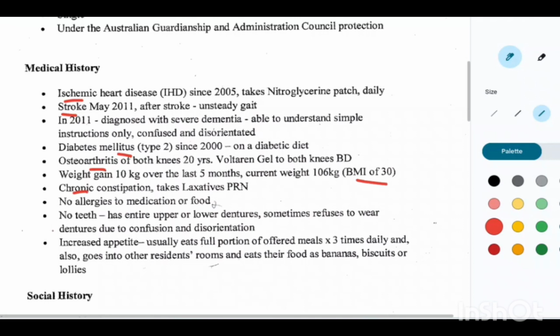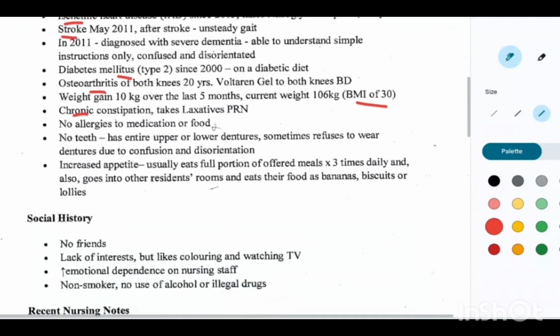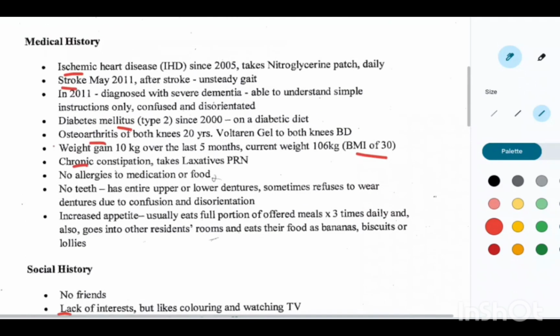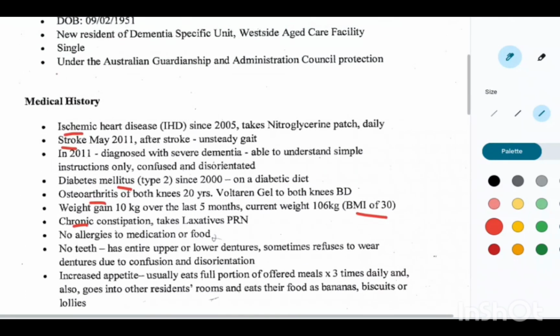Yeah, so then when it comes to the social history, you can talk about lack of interest. Okay, and again, under the Australian Guardianship and Administration Council Protection Program. Okay, so about her daily living things, like the dentures and all those things you can mention, and confusion and disorientation you can also mention when you're mentioning dementia in the second body paragraph. Okay, so now we are going to see what's in your letter.